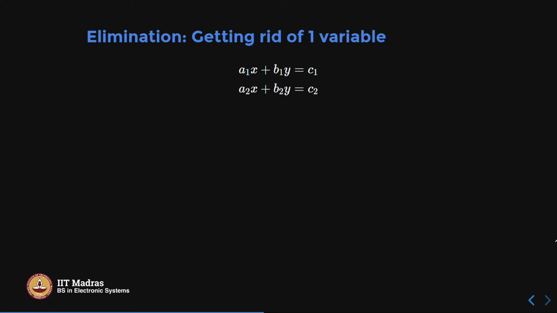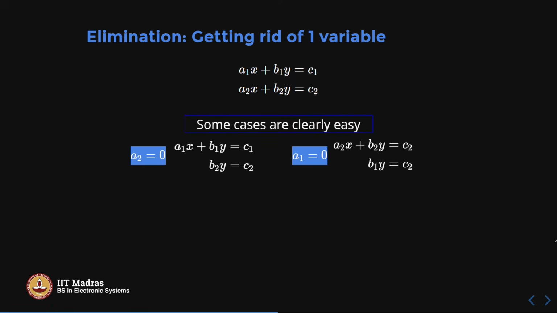So you get rid of one variable, you eliminate one variable from the two equations. How do you do it? Some of the cases here are very, very easy, right? Already one variable is gone. Like for instance, if a2 alone is 0, you have gone back to one of the easy cases. If a1 is 0, again you've gone back to one of the easy cases.